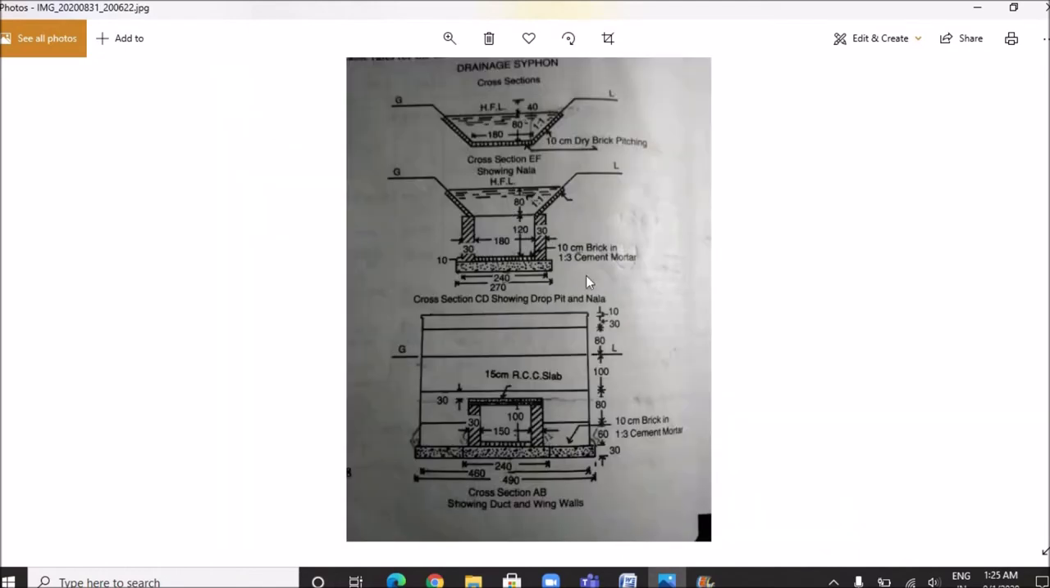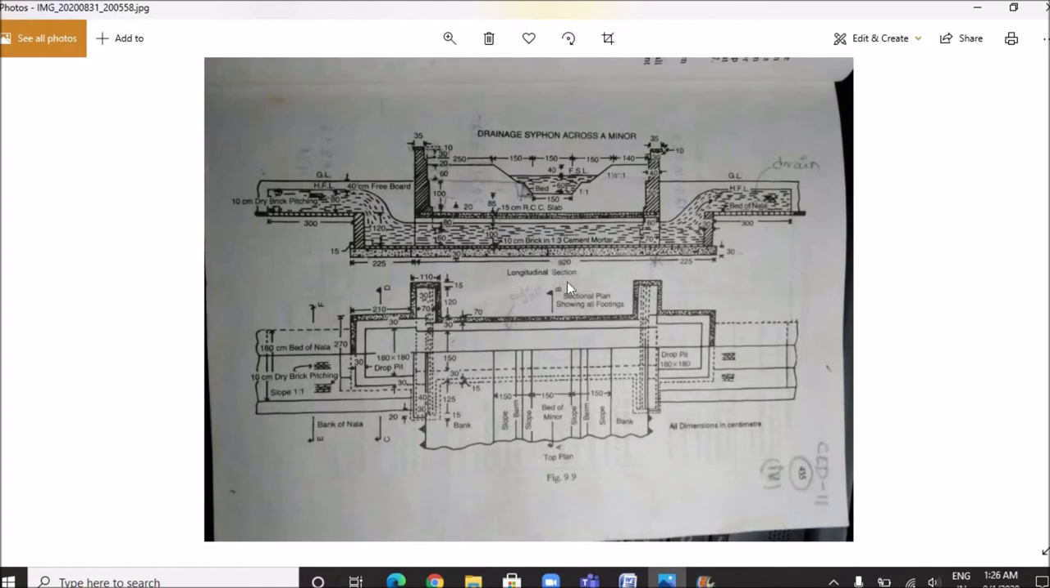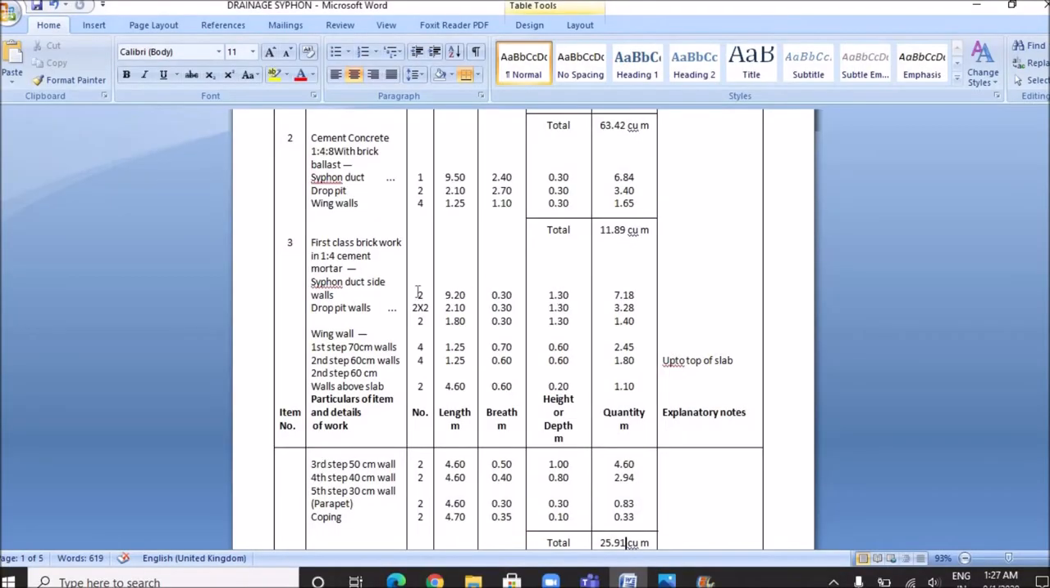For the siphon duct sidewall, the brickwork is to be done on both the sides, this portion and this portion. So the width is 30 cm or 0.3 meter, for which first class brickwork is done. The length will be from this point to this point, which is 9.2 meter, and the height would be from the slab up to the 10 cm brick flooring, which is 120 plus 10, equal to 130 cm or 1.3 meter. So the quantity can be calculated by multiplying 2 with 9.2 and 0.3 and 1.3, which is equal to 7.18 cubic meter.